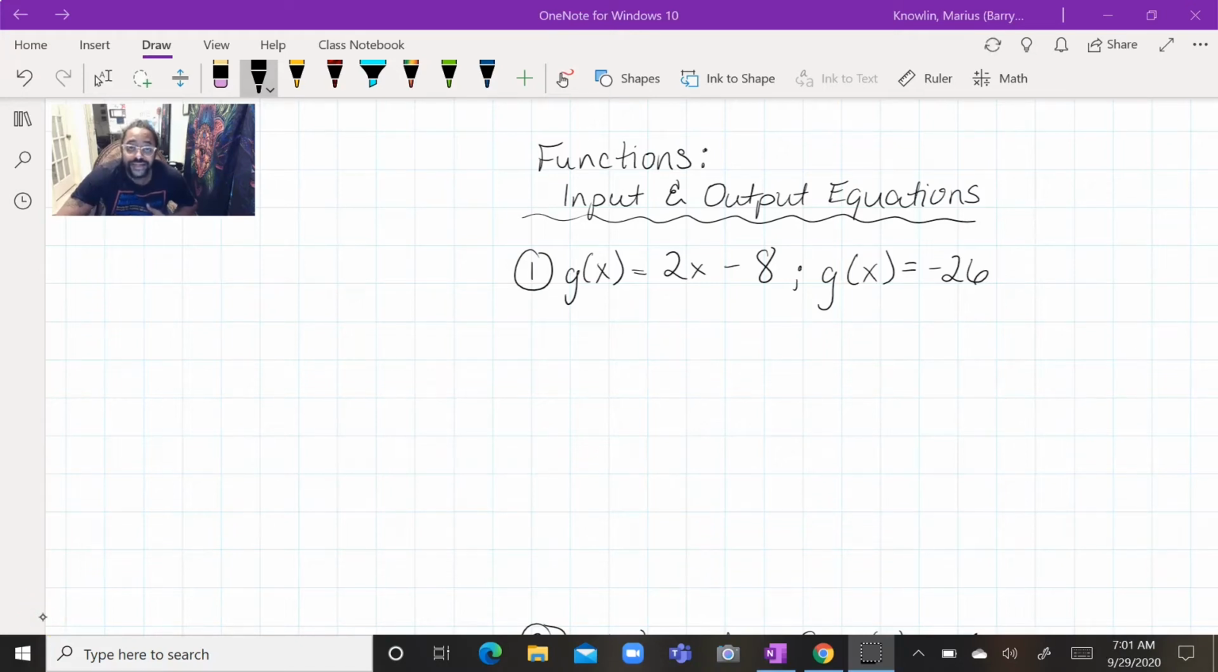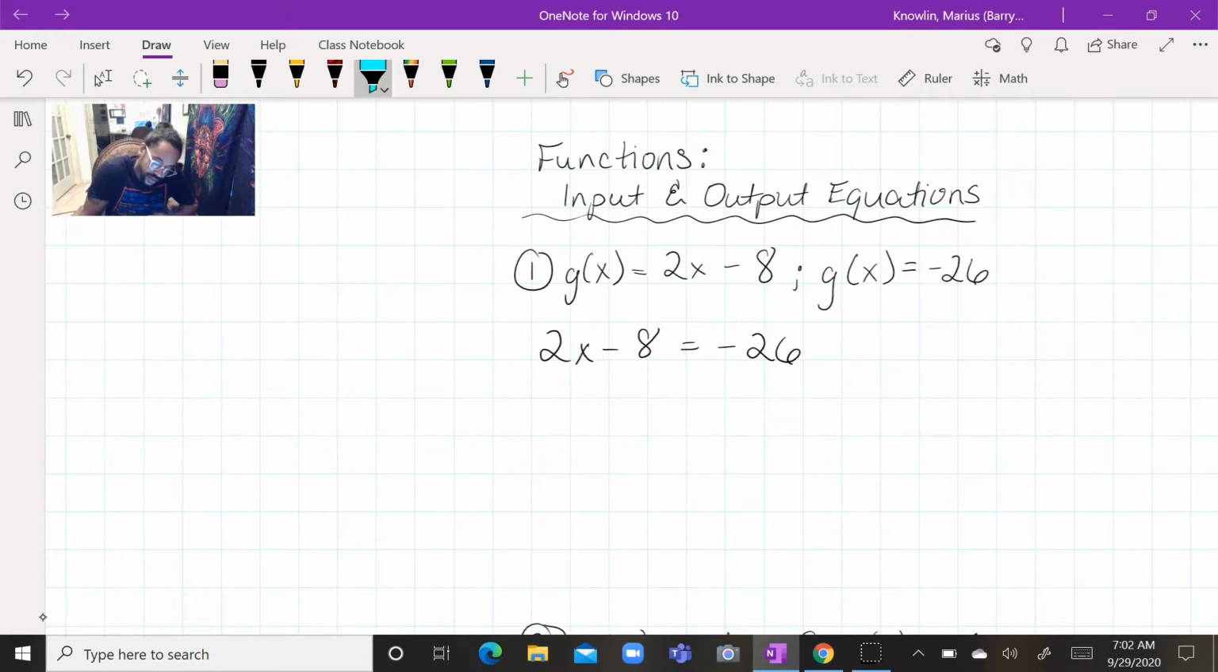Alright, today's lesson we will be discussing functions and more specifically the input and output equations. Okay, so when we're taking a look at number 1 right here, you read this as g of x equals 2x minus 8. And they want us to solve this for x when g of x is equal to negative 26. So simply all they want us to do here is rewrite this. We're going to take this expression, g of x, and we're going to say 2x minus 8 equals negative 26.